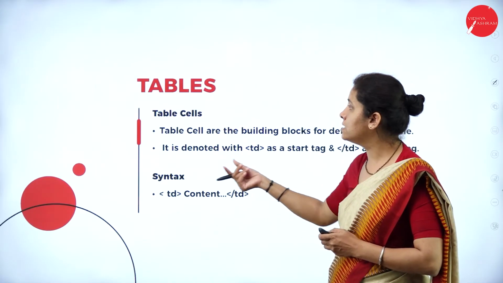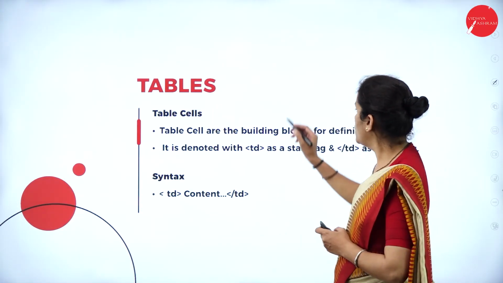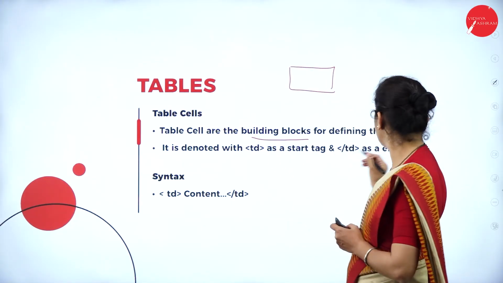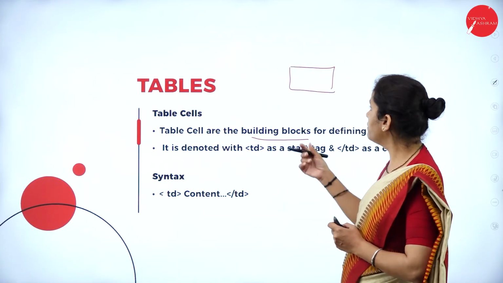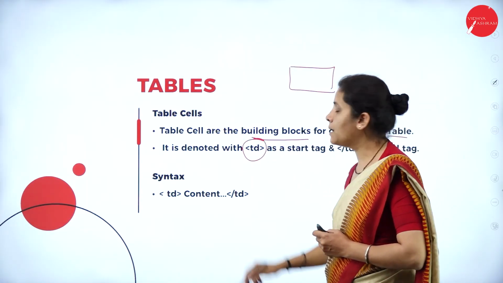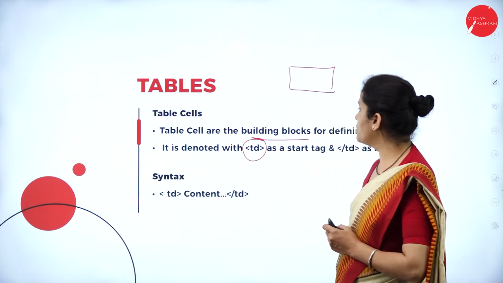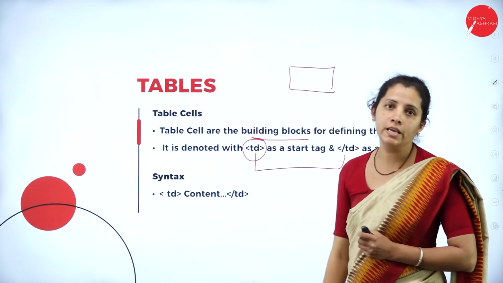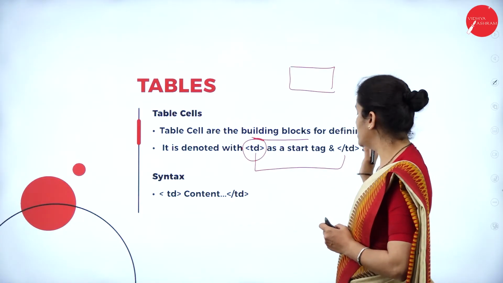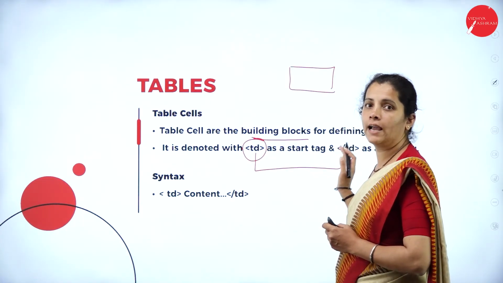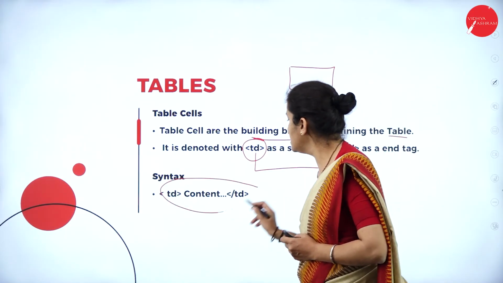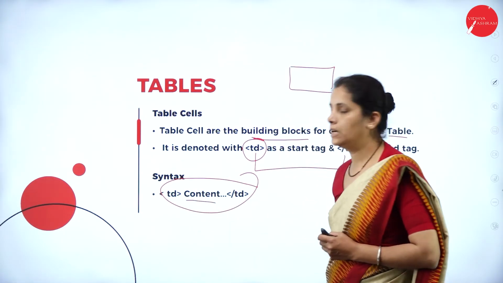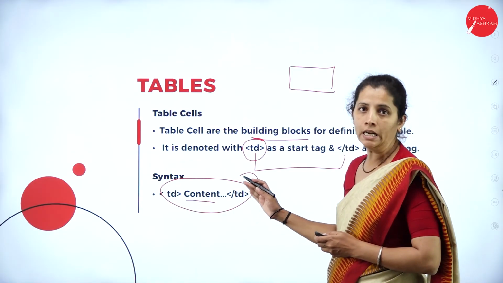Anyway, let's discuss the table cell. It's a building block for defining the table. How to define the table cell? For that, I'm going to use td. td stands for table data. This td must have the closing tag, that is /td, which indicates the end tag. Now, if I consider the syntax, I have the td, I can have the content, and I must have the closing td.